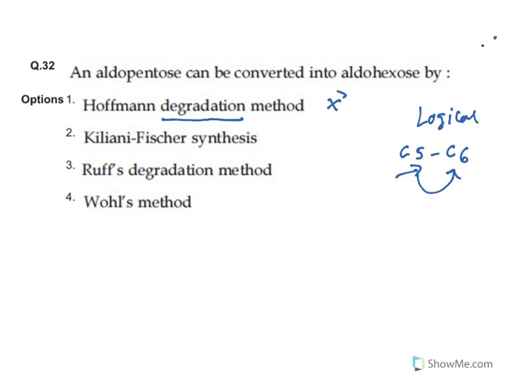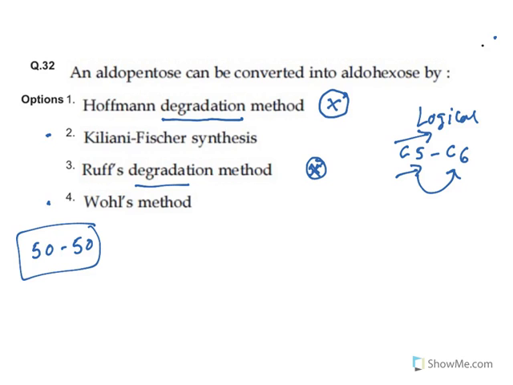So by looking at the name, you can eliminate this one. The same thing, Ruff degradation. Again, this one also you can remove. Why? You need to increase the chain length, not break down or degrade. Now you are left with only 2 options. When you don't know the answers, you can eliminate choices like this. Now you are left with 2 answers. So getting it correct is 50-50.